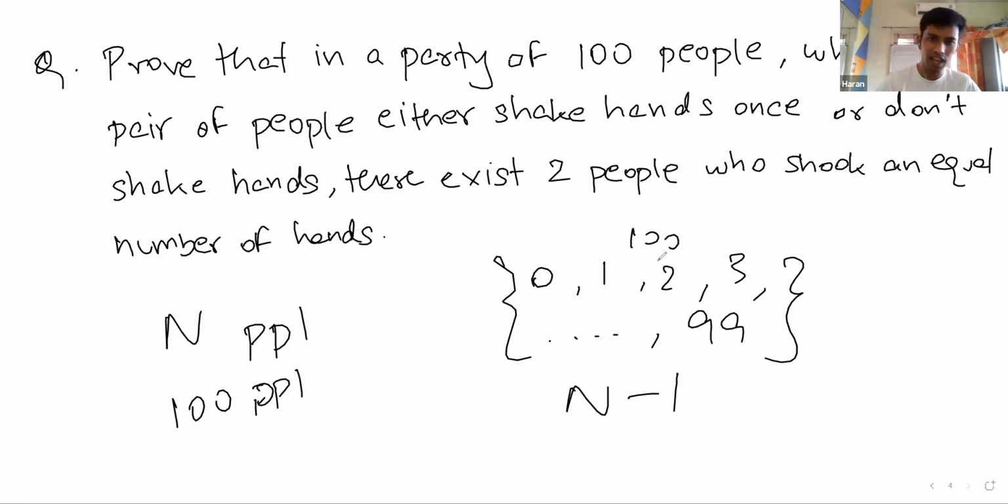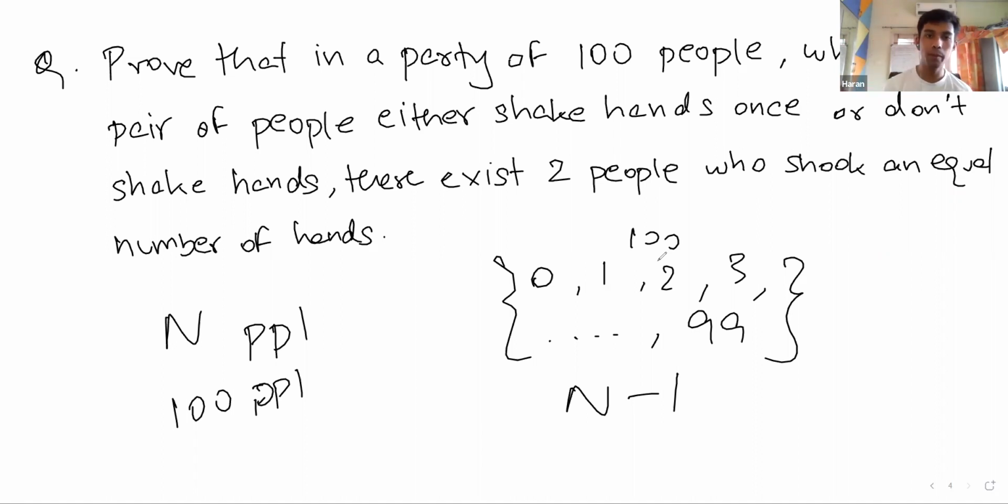If you have 100 people and 100 possible handshake counts, the only case where no two people have shaken the same number of hands is where every person shakes a different number of hands. So there must be one person who shakes 0 hands, one person with one hand, one person two handshakes, one with three handshakes, and so on till one with 99 handshakes. That is the worst case, right?